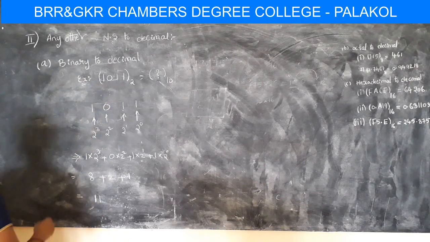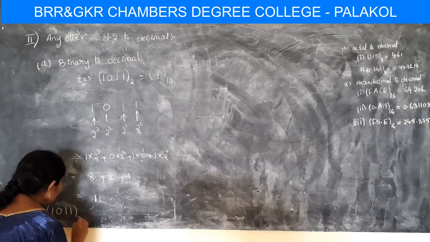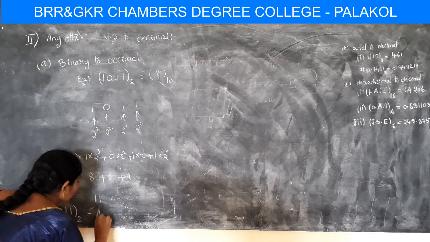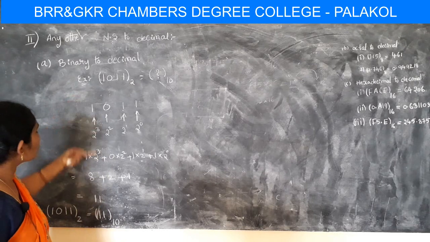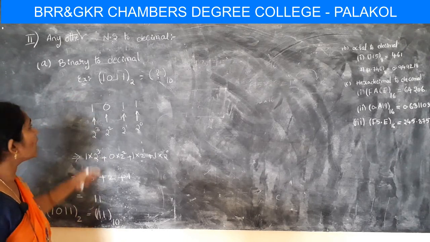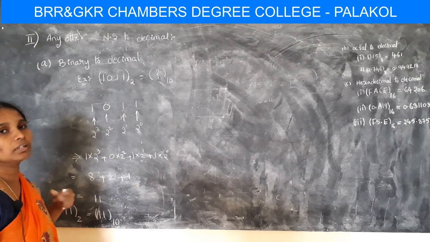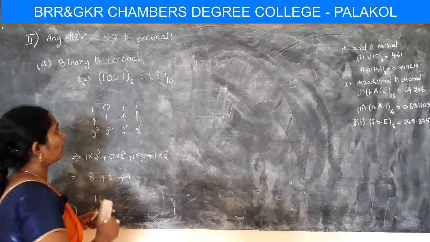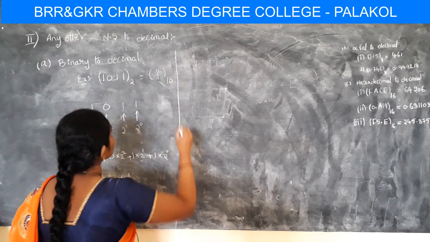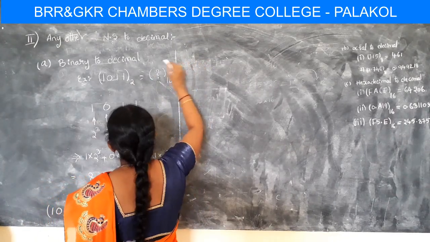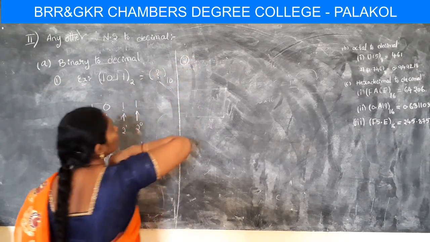So, therefore, how to write the final answer is 1011 to the base 2 is equal to 11 to the base 10. Okay. So, this is one type of problem. So, for example, this is only the integer part. So, for example, in a problem they may give a decimal point or a binary point. So, what is the process? So, this is question number 1 and now we will discuss question number 2.